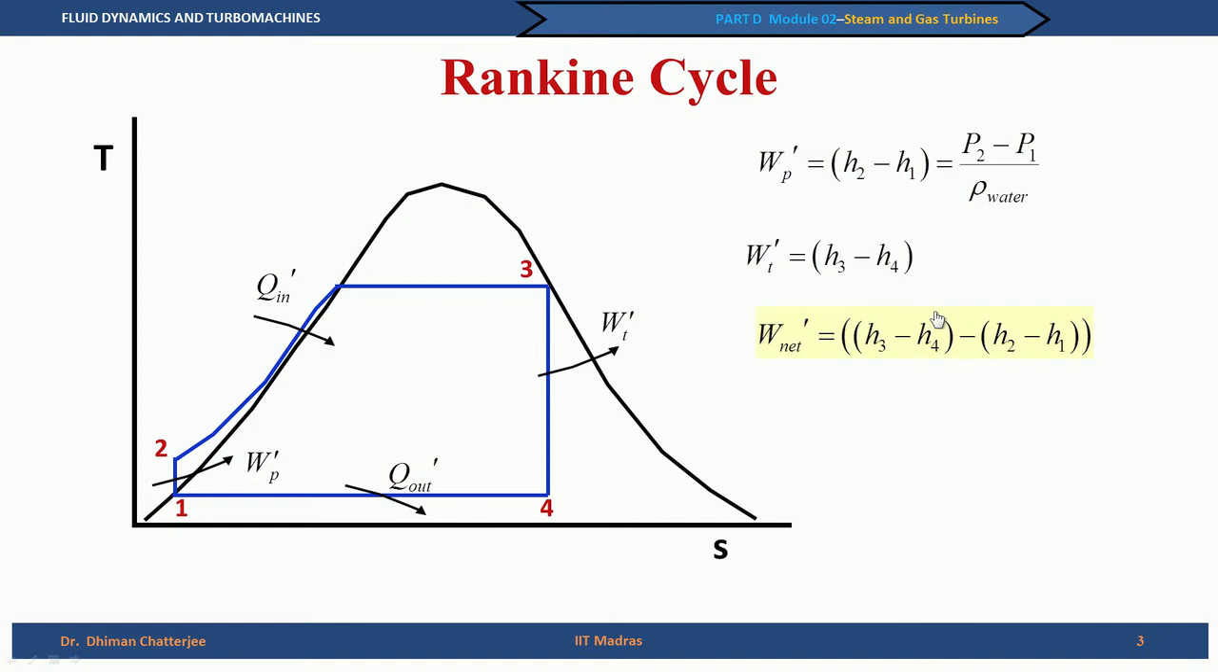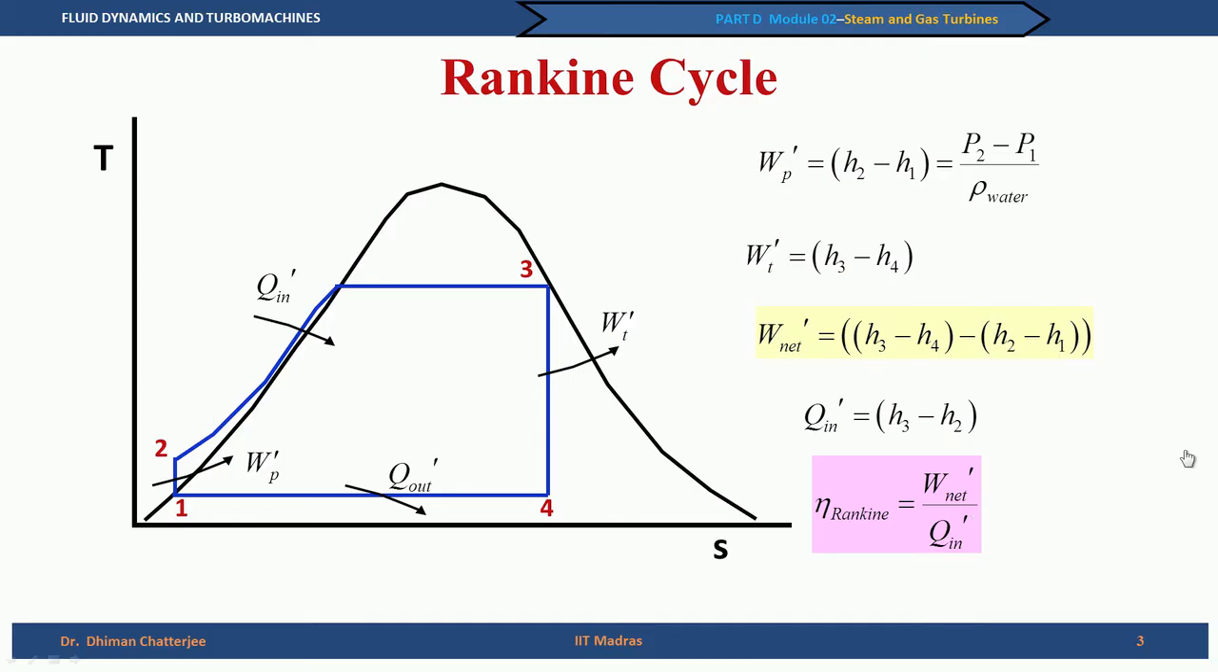So, the net work that we get is W T prime minus W P prime, which is nothing but H 3 minus H 4 minus H 2 minus H 1, and the heat addition we have written as Q prime in, which is given by H 3 minus H 2, and we can say that the Rankine cycle efficiency is given by W net prime divided by this Q in prime. Of course, we can substitute H 3, H 4, H 2, H 1 etcetera, and get a value for the Rankine cycle efficiency.